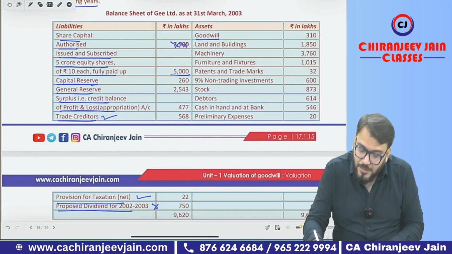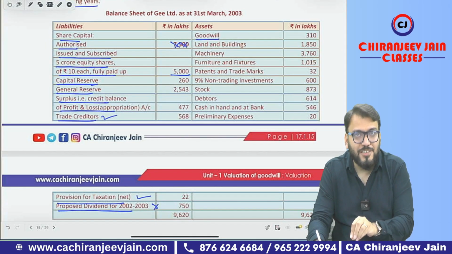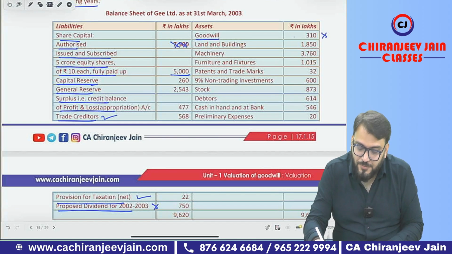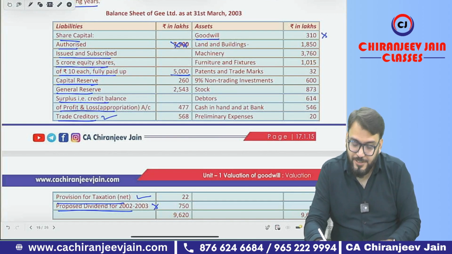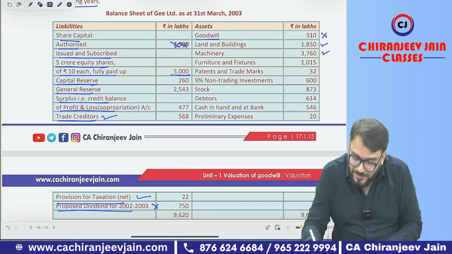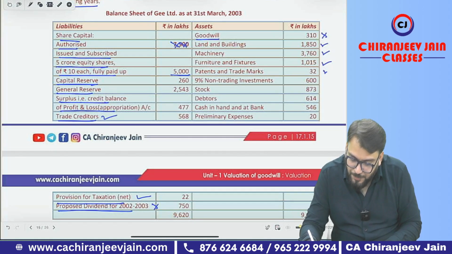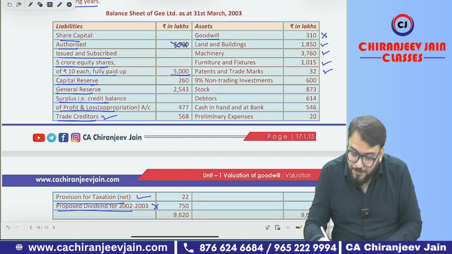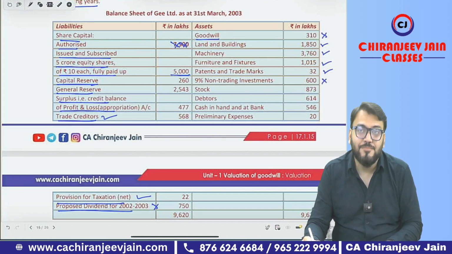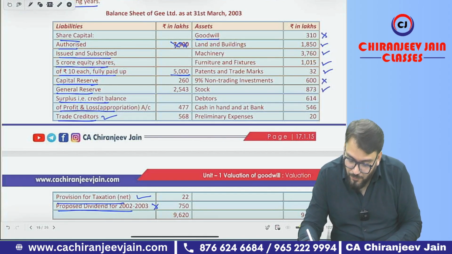Then goodwill. If the question is silent, it will not be considered because it will be assumed to be self-generated. Land and building will be taken, machinery will be taken, furniture and fixtures will be taken, patents and trademarks will be taken. 9% non-trade investment will not be taken because it is non-trade. Stock will be taken, debtors will be taken, cash in hand will be taken.